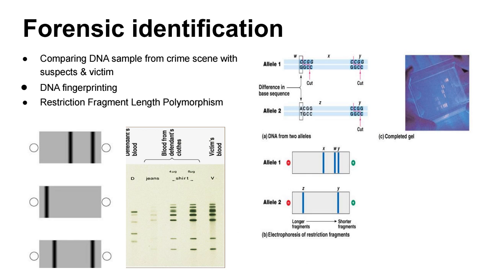As many of you are aware, DNA can be used for forensic identification. You see it a lot in our crime shows, where they're comparing DNA samples from the crime scene with the suspects and the victim. They can compare blood samples to determine if it belongs to a victim or to a suspect. We can do what's called DNA fingerprinting. DNA fingerprinting is the actual comparison of the banding patterns.